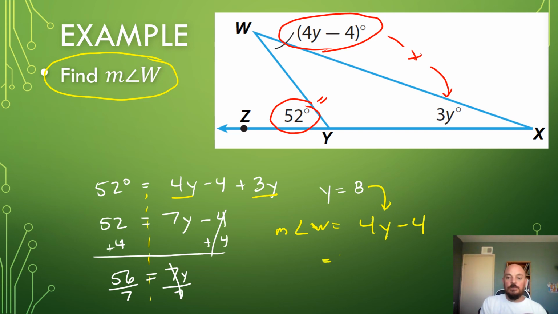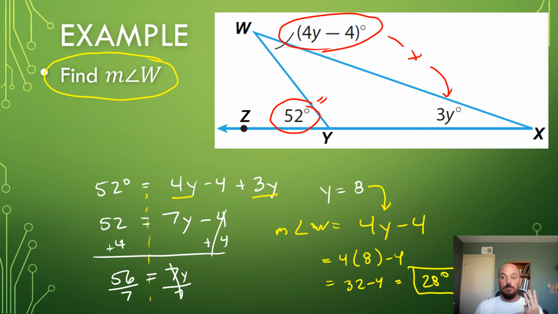So angle W is 4 times 8 minus 4. 4 times 8 is 32. 32 minus 4 is 28. So the final answer to the question is 28 degrees, not 8. Y does equal 8, and you needed to know that. But that's not what I asked you. I didn't say solve for y. I asked you to find that one specific angle. You had to solve for y and then use it to answer the question.